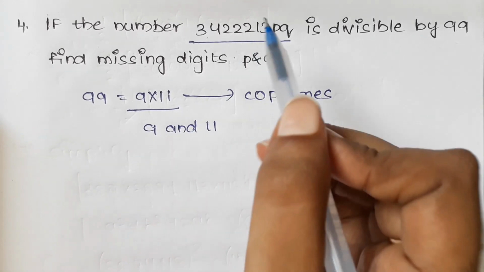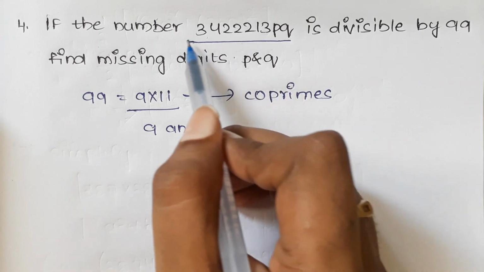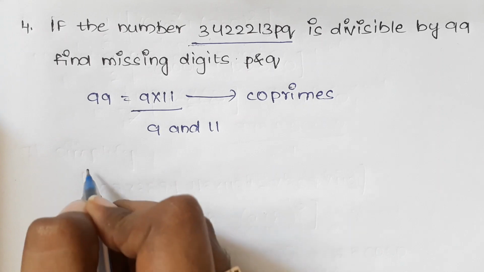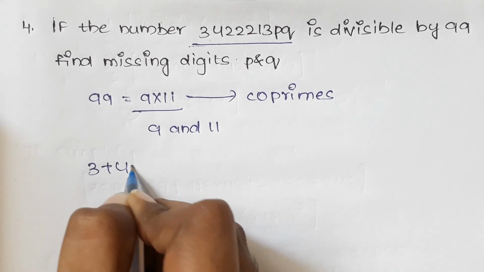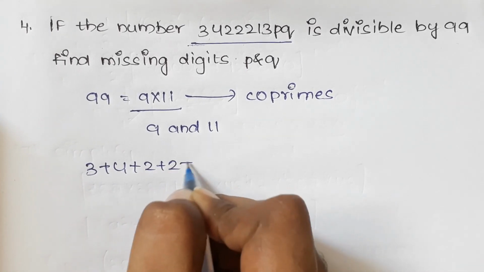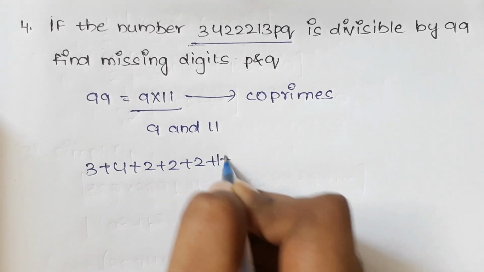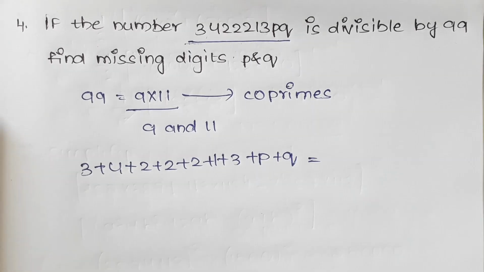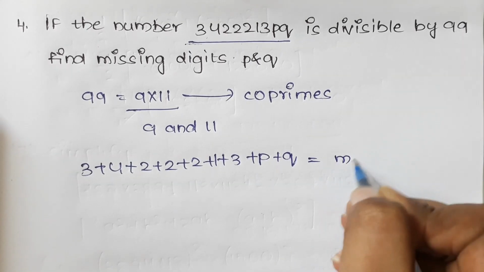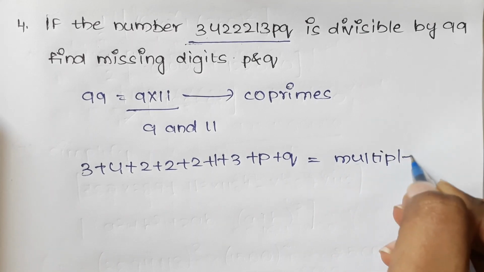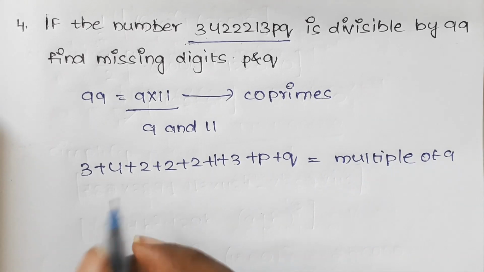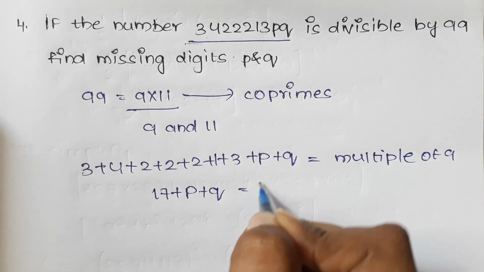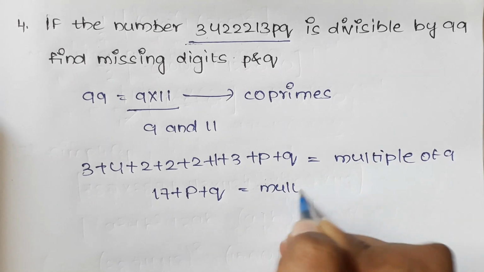and it should be divisible by 9 when the sum of all the digits is divisible by 9. So let us add that 3 plus 4 plus 2 plus 2 plus 1 plus 3 plus P plus Q equals a multiple of 9. Let us add this. We will get 15 plus P plus Q equals a multiple of 9.